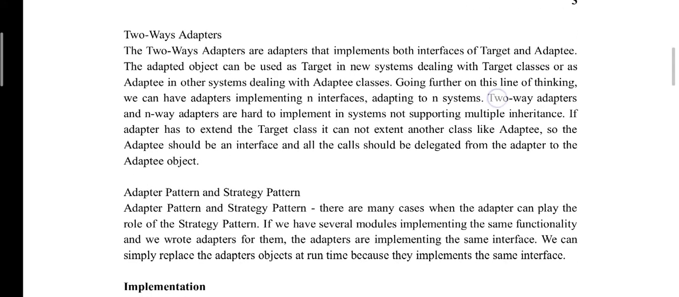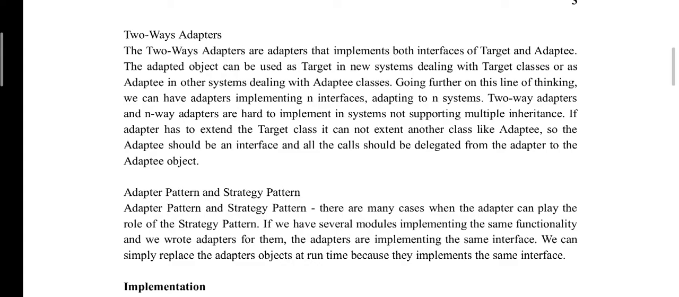The next one is the two-way adapter. Two-way adapters are adapters that implement both the interfaces of the target and the adaptive. The adapted object can be used as a target in the new system dealing with target classes, as well as an adaptive in the other system dealing with the adaptive classes. How can the adapted object be used? By dealing with the target classes as well as by dealing with the adaptive classes.